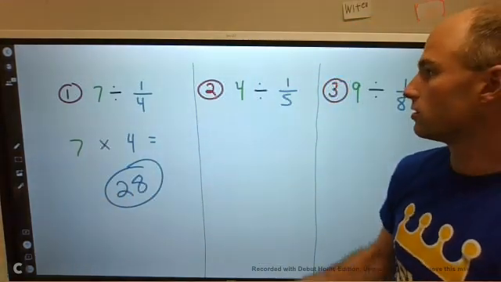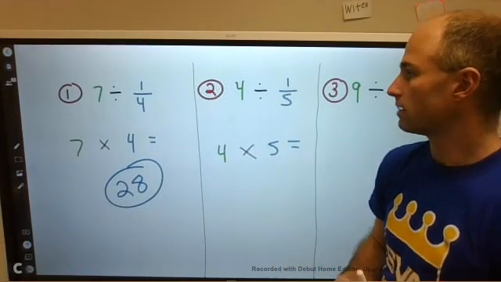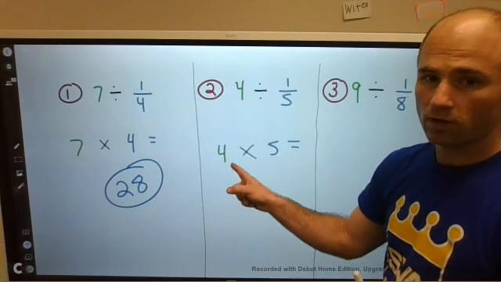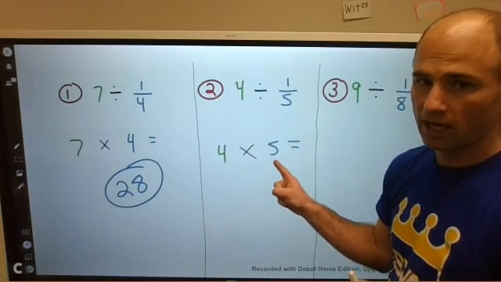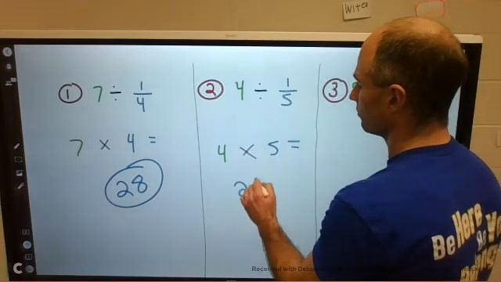Okay, let's go ahead and do number 2. Hit the pause button, give it a shot. All right, welcome back again. Now, I have the expression. I've kept the 4, I switched to multiplication, and I flipped it to become a 5 instead of 1/5, which gives me the answer of 20.